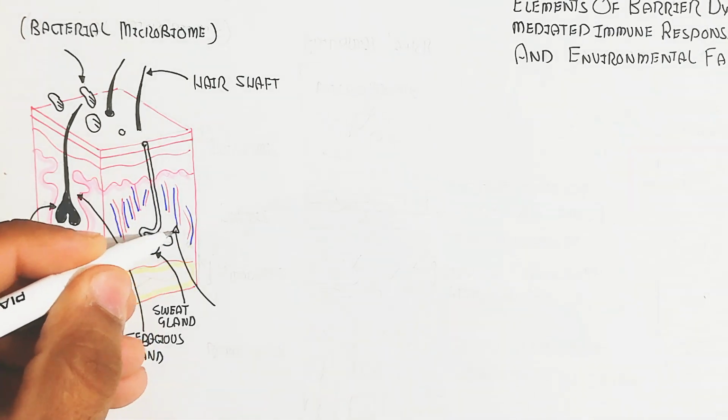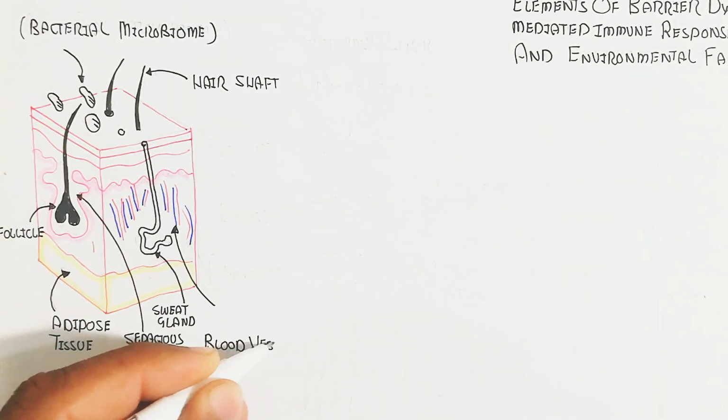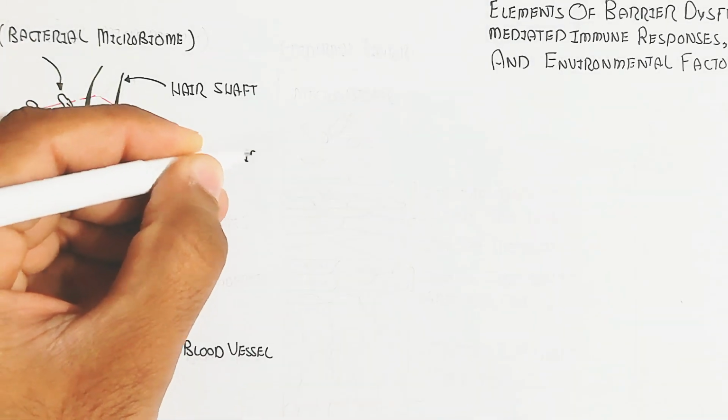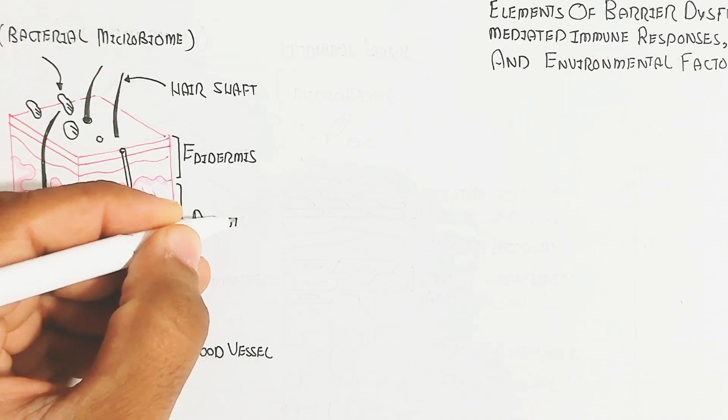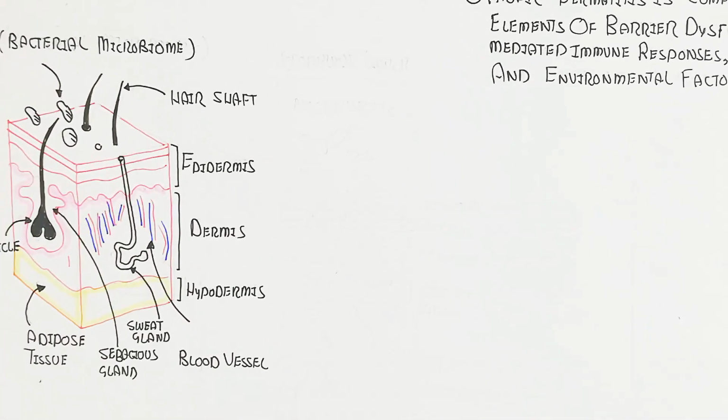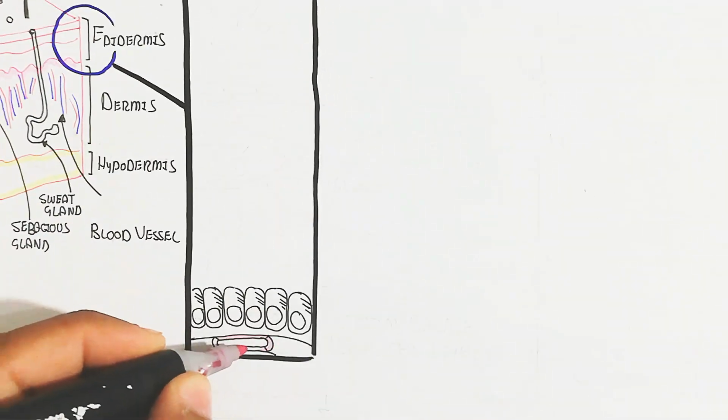Remember, the dermis contains blood vessels and nerve endings as sensory neurons. This is the epidermis, dermis and hypodermis. The hypodermis contains adipose tissue for insulation. Let's understand the epidermis first.